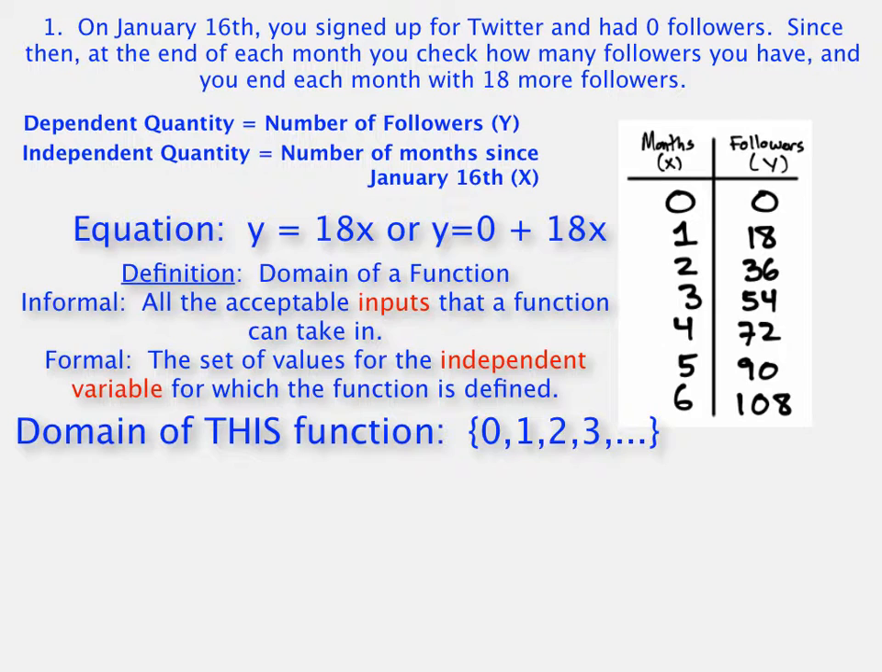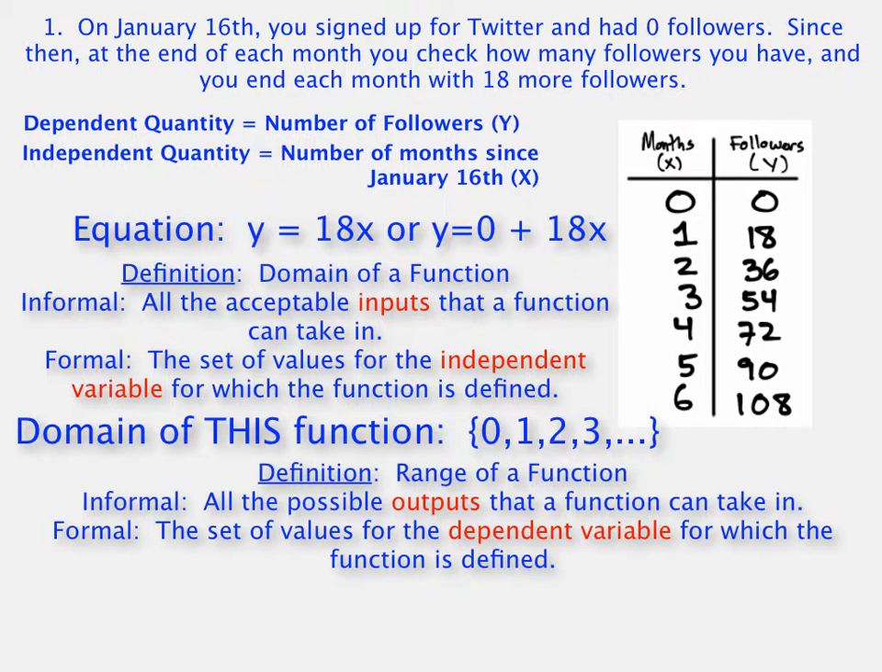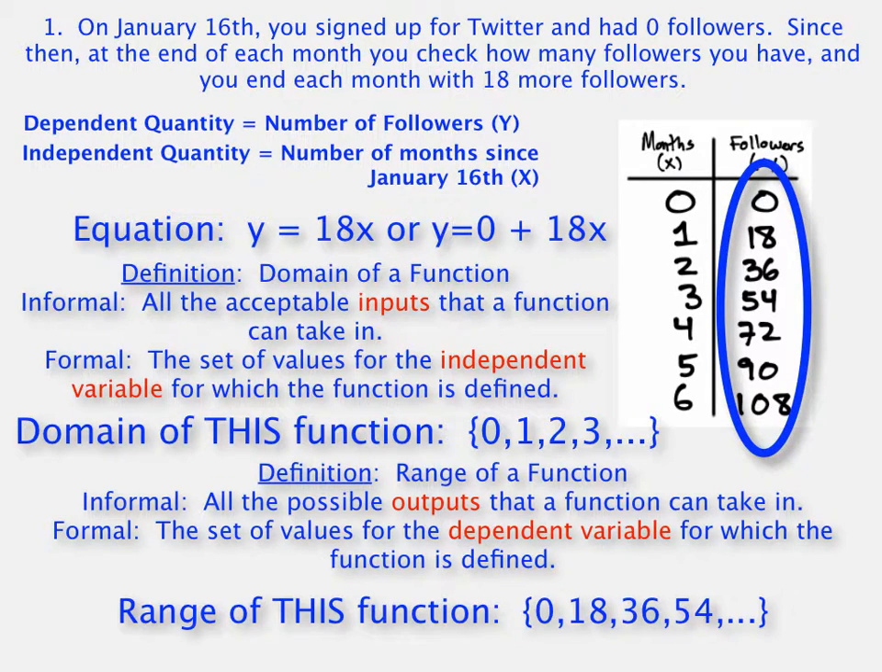Alright, let's define the range of a function. My informal definition is the range of a function is just all the possible outputs that a function can give out. The formal way of saying it is the set of values for the dependent variable for which the function is defined. For this specific function, all the possible outputs are 0, 18, 36, 54, etc., represented by this dot, dot, dot.